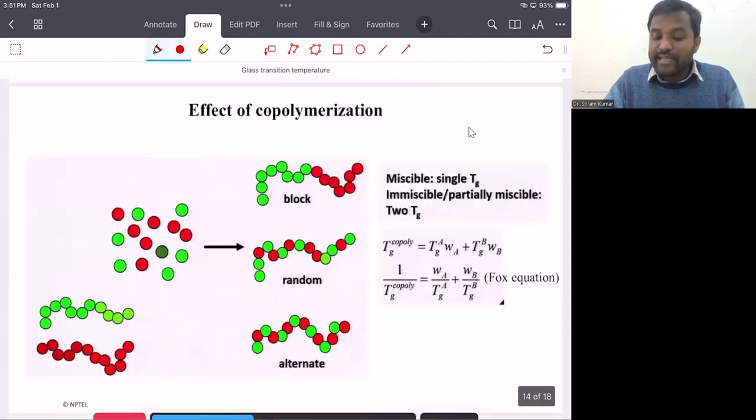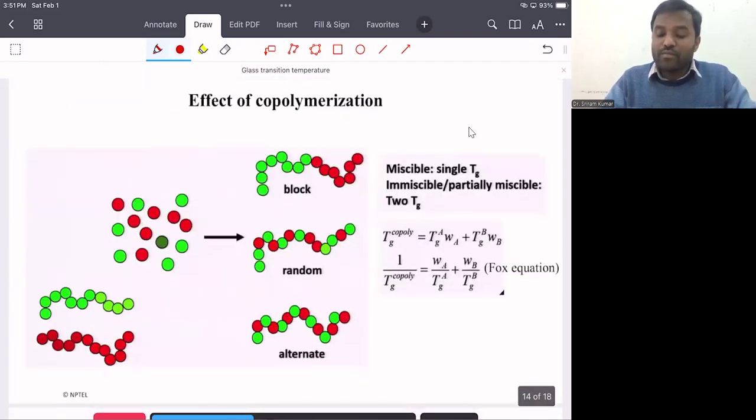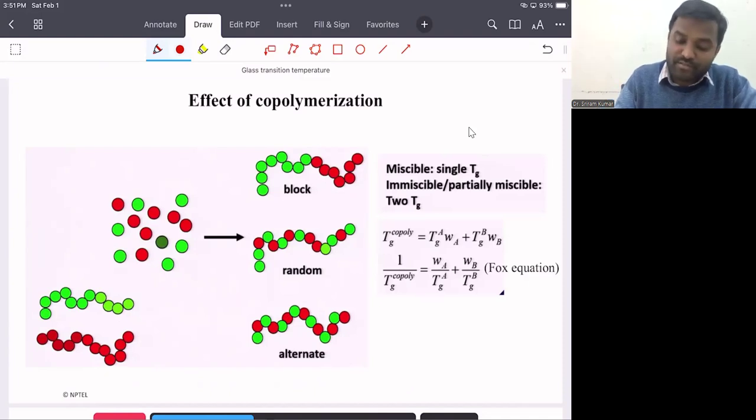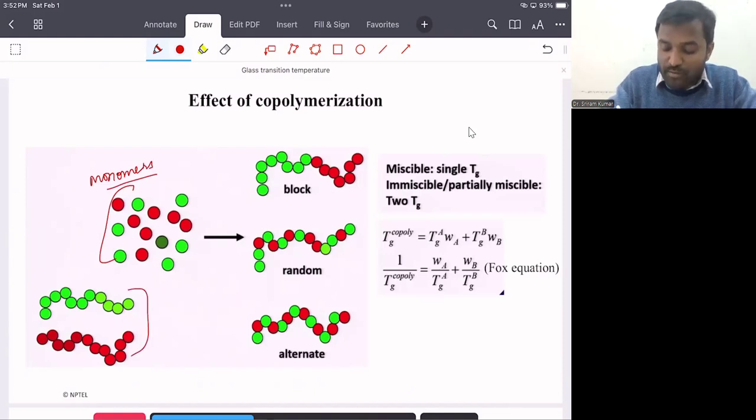Now let's understand what is the effect of copolymerization. If we develop polymers, different kinds of polymerization reactions happen. Here we have two kinds of monomers. If you have two kinds of monomers, then there is the formation of homopolymers.